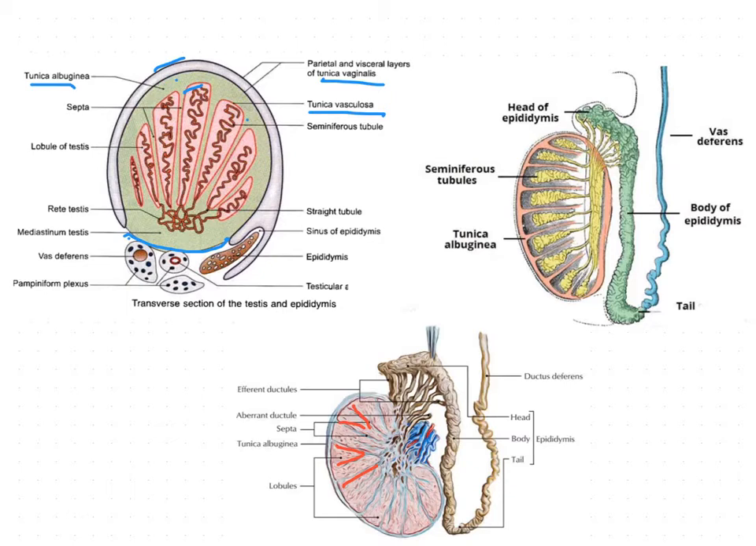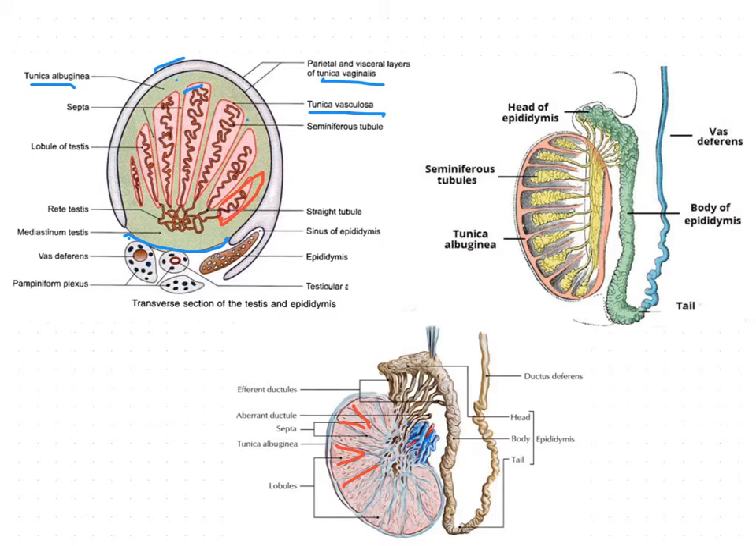And if you see, the last and innermost layer is the tunica vasculosa. This is the vascular coat of the testis, which is lining these lobules. So it has incompletely divided the testis into 200 to 300 lobules, isn't it? Each lobule is covered by this third layer, that is tunica vasculosa. Okay, these are the coverings of the testis.